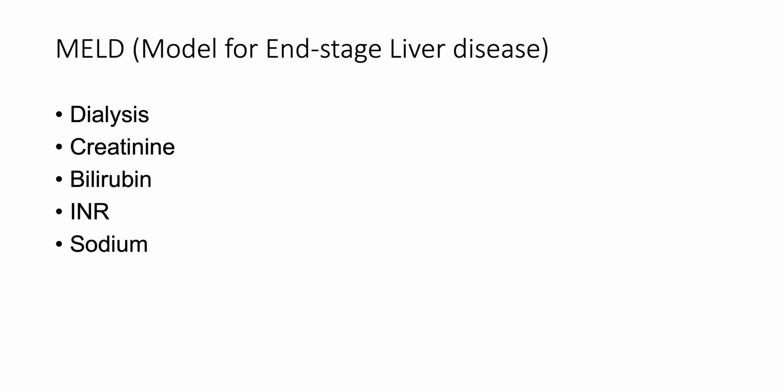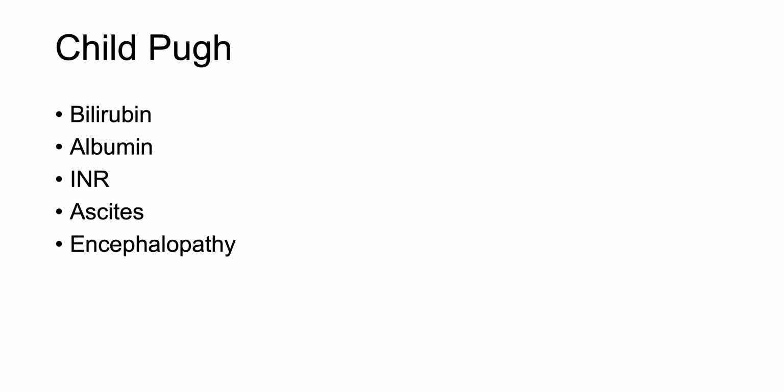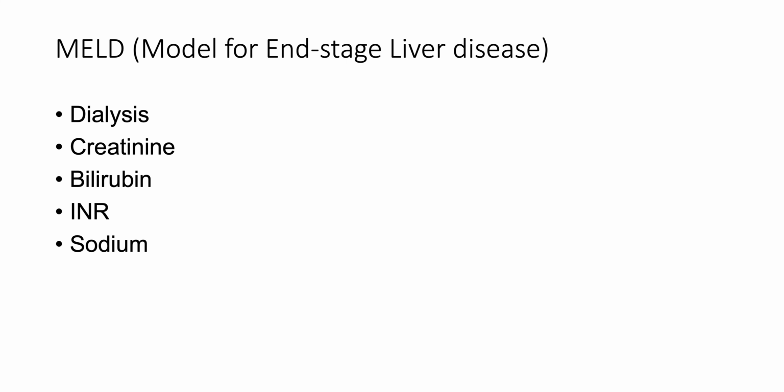So the next model, and I must just mention the timelines here. The first one I mentioned I used as a medical student, so it's been around for quite a while, and this calculation was developed in the 60s and published in the 60s and 70s. This is a relatively new model, developed in the early 2000s and found to be superior to Child-Pugh for determining things like suitability for transplant.